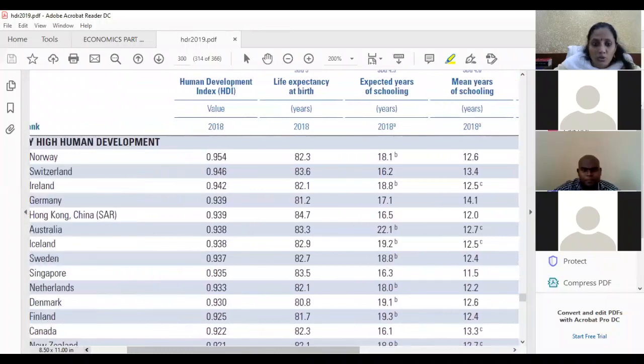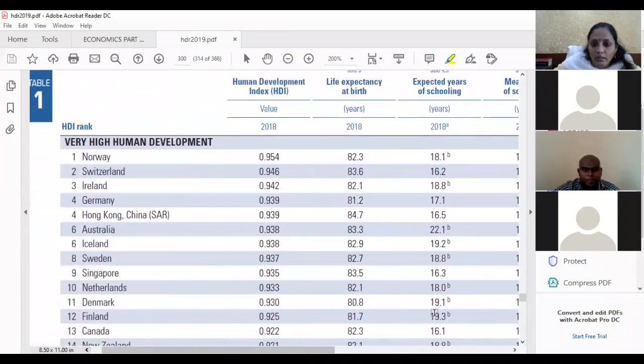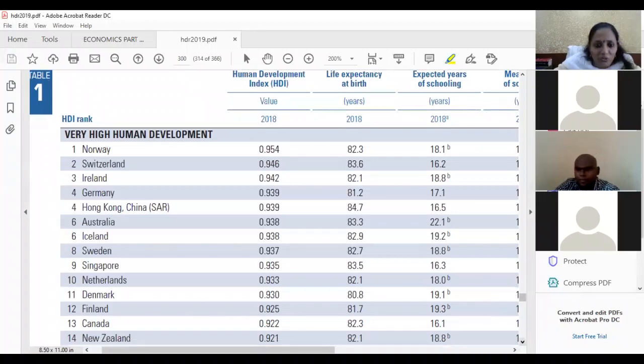So I'm just going to scroll through. You can actually have a look at the countries which belong to the very high human development. Anybody want to tell a number where India is? I will share this PDF after the class is over. Can somebody please tell which rank India is expected to be? I still have not got an answer. You're all saying 120, 130, fine.